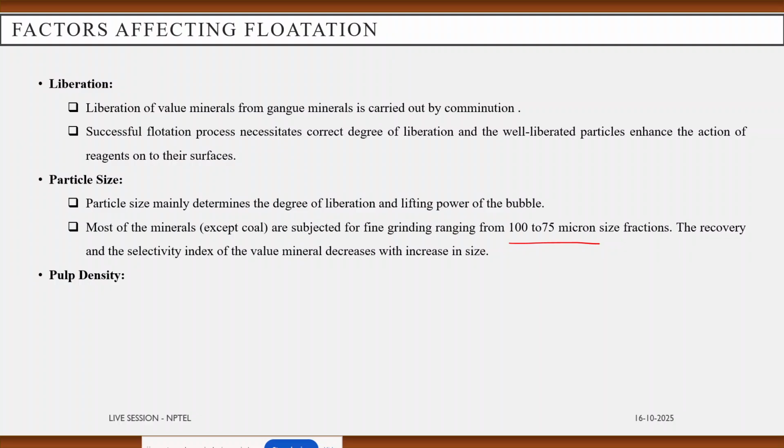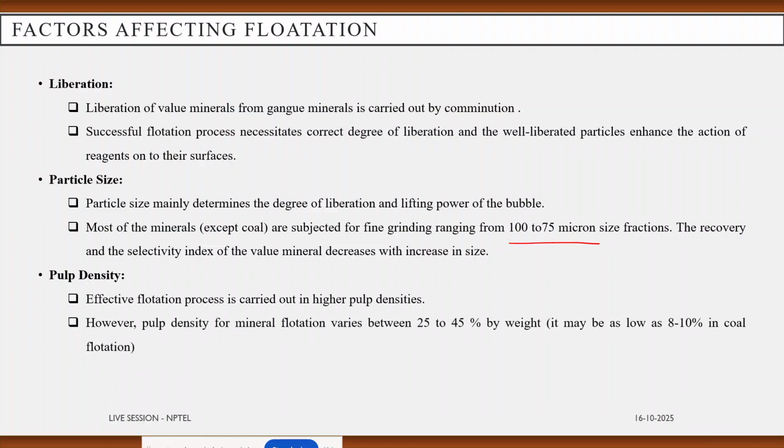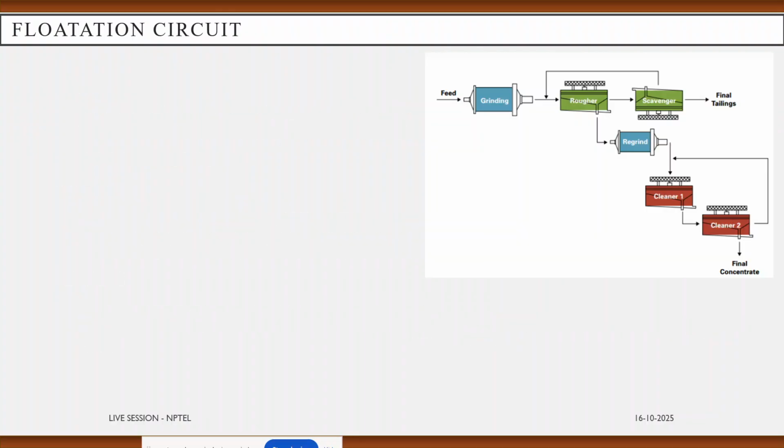And the last important factor is the pulp density. Effective flotation process is carried out at higher pulp density. However, the pulp density in mineral flotation varies from 25 to 45% by weight, and it may be as low as 8 to 10% in coal flotation. Now we are going to discuss the flotation circuit.